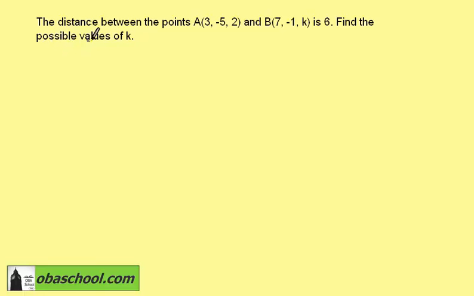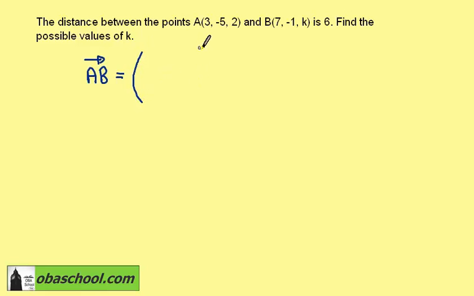We're told that the distance between the points A (3, -5, 2) and B (7, -1, k) is 6. We want to find the possible values of k. Let's consider the vector AB. So we're going from A to B.